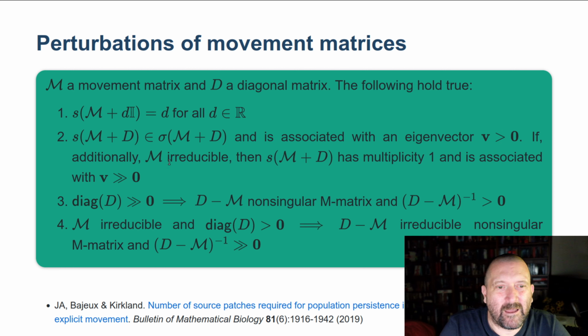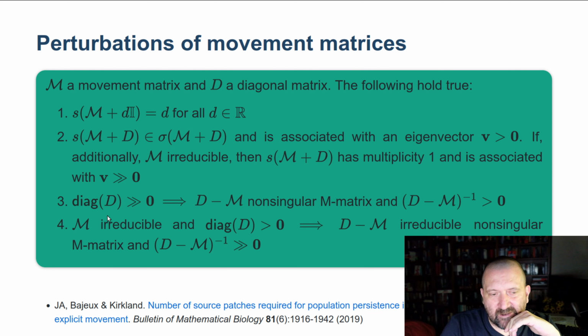And if M is irreducible, then adding d to M means that you get a spectral abscissa that has multiplicity 1, and this time it is associated to a strongly positive eigenvector. So all the entries in V are positive. Now suppose that I'm adding a diagonal matrix, and by this notation I mean the diagonal entries. The diagonal entries of D are all positive. Then D minus M is non-singular, and its inverse is a non-negative matrix that is not 0.